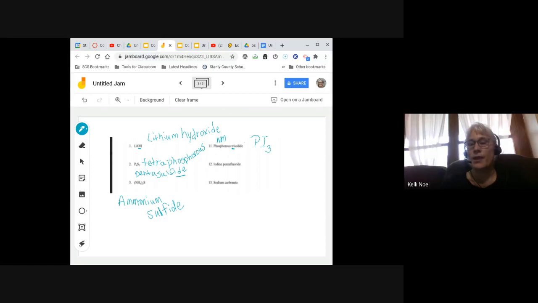All right, we have iodine. Again, this is a non-metal. Fluoride is also a non-metal, so this is covalent. Iodine, there's no prefix, so it's just I.